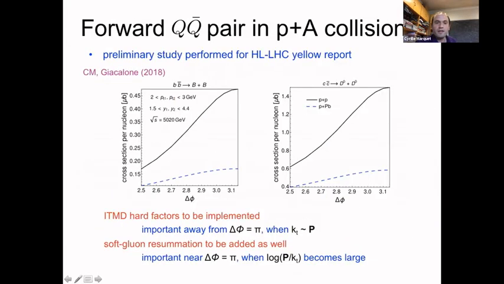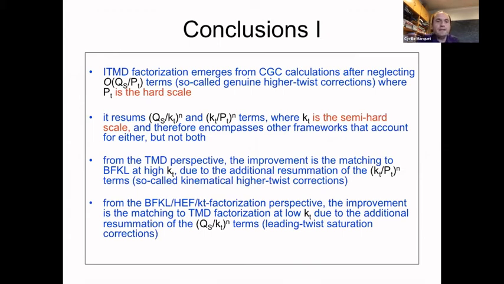All right, so let me come to my conclusions. First, the main messages of what is improved TMD factorization. It is a factorization framework which emerges from CGC calculations after you neglect so-called genuine higher twist corrections. So anything that's power suppressed, of order of QS divided by the hard scale, which we don't need in fact to study jet cross sections. ITMD factorization, however, will resum both kinds of ratios, the ratios that involve those three scales, QS over KT and KT over PT. And because it resums both, it nicely incorporates other small x frameworks that can incorporate one of those, but not both.